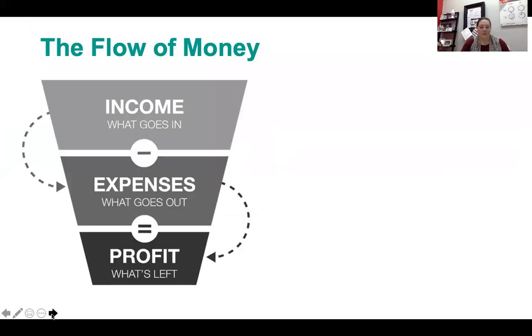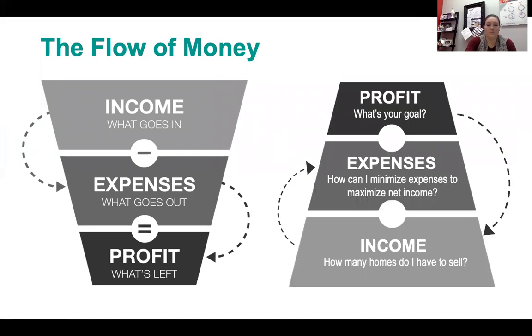Now we're going to look at the flow of money to make sure that we're understanding what comes in is not exactly profit. So the goal of your real estate business, of course, is to profit. So the formula that's commonly used to calculate profit is income minus expenses equals profit. And that's not incorrect, and yet it's not the model we use to set and track our profit goals each month.